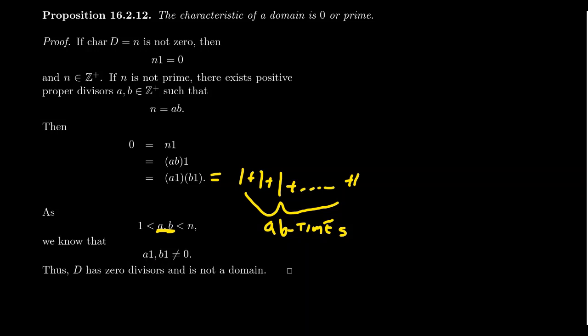But then look, we have a product of two non-zero values that equals 0. Domains can't do that. We get a contradiction. So in a domain, the characteristic of the ring is always zero or it's always prime. And this is a very useful observation as we continue to study domains and factorization into the future.